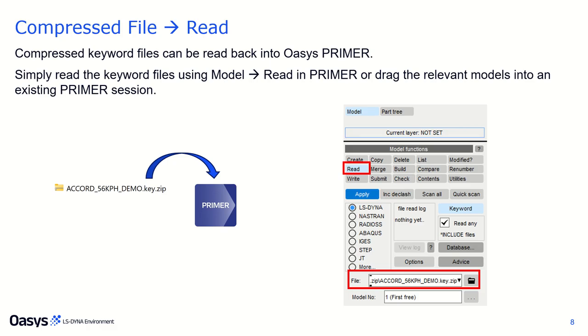So compressed keyword files can also be read back into Oasys Primer. Simply, there's two ways. Either when you have an Oasys Primer session which is already on, you could just drag the .zip file into the existing Primer session, and that should open up the .key files fine. Or you could just use the model read, and essentially under File, just browse and search for your .key.zip file, and Primer should be able to open that file up perfectly fine as well.